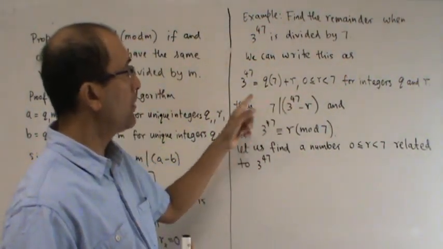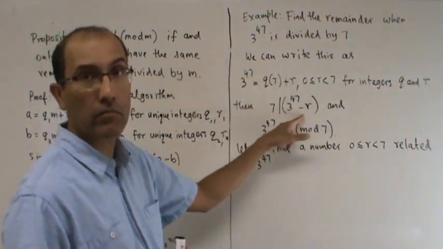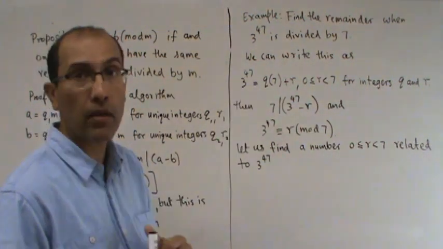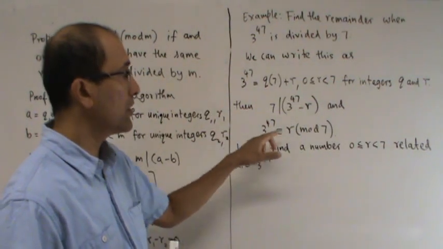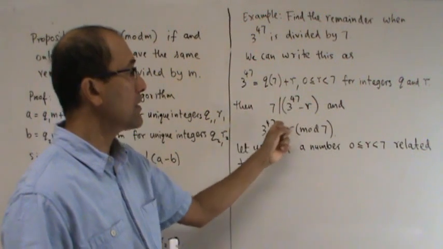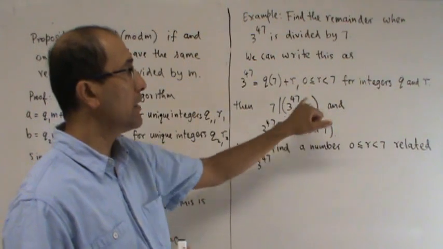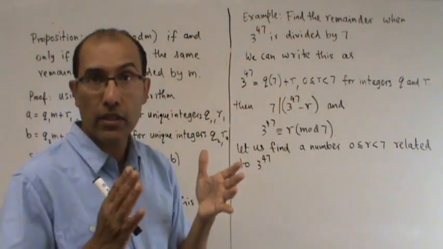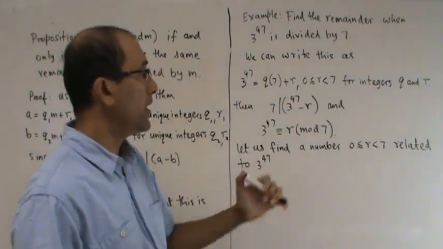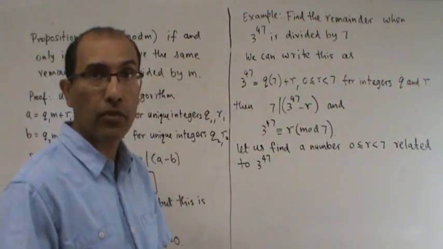So that means if I bring it over, 7 will divide 3^47 minus R, because 3^47 minus R is a multiple of 7. That means 3^47 is connected to this R. So what we want to know is, what's the number that 3^47 is connected to? We need to know that this number R has to be a number between 0 and 7 because it's the remainder. So let's try and find a number between 0 and 7 related to 3 to the power 47.